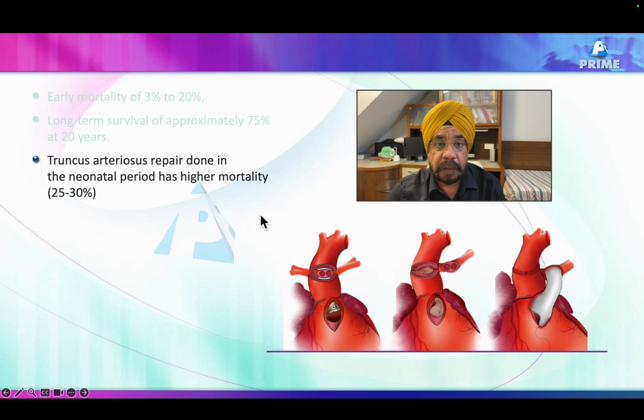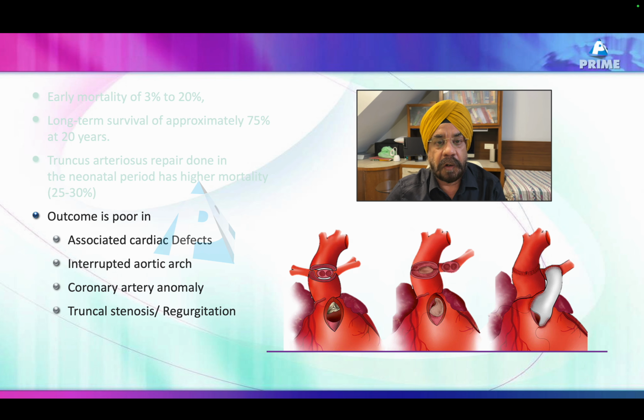One third of the patients, 30%, would die if the surgery is done in the neonatal period, that is within the first month of life, because we are cornered to do the surgery early because of some complication. But the mortality is high. This all has to be explained to the parents very well during the counseling. What are the factors which would decide the outcome is poor?